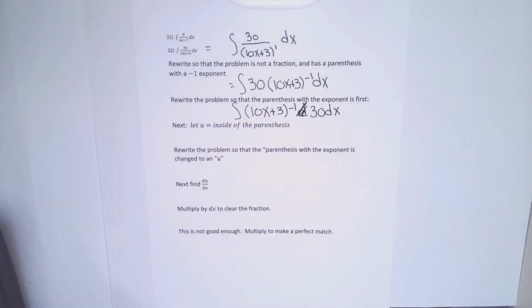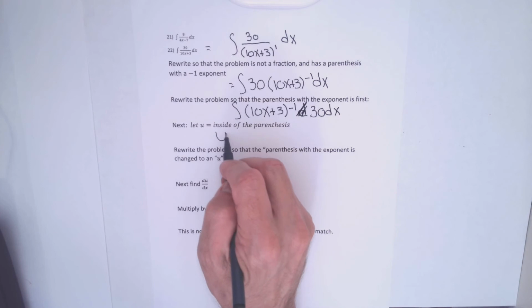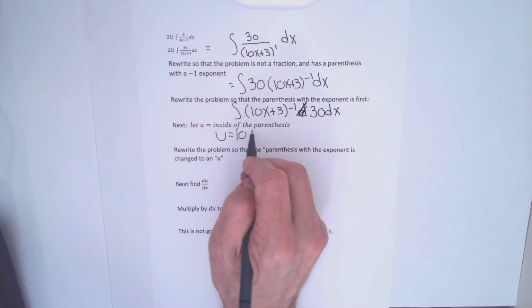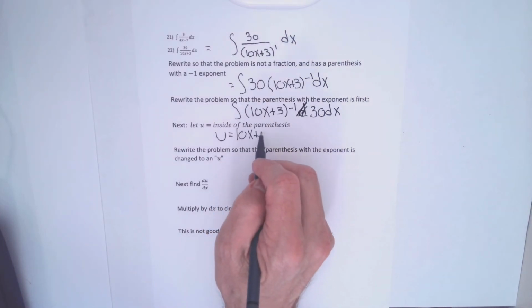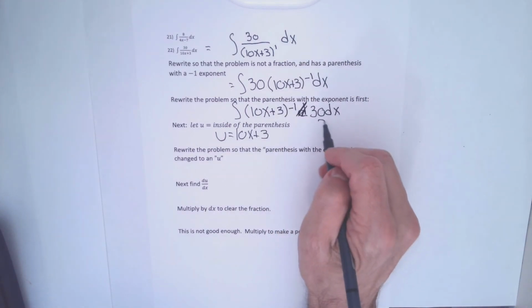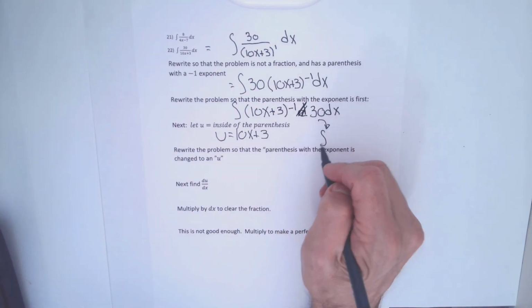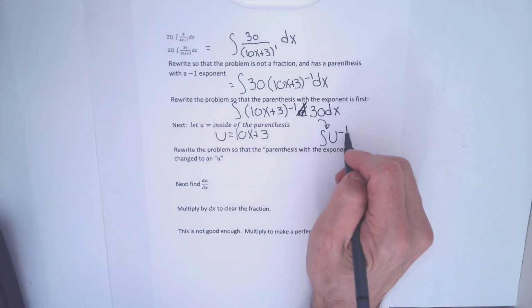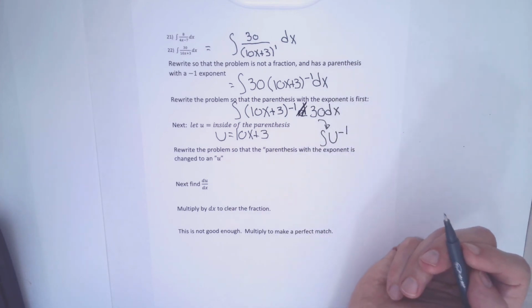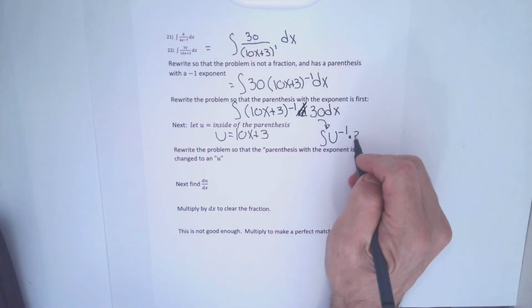It's a parentheses with an exponent problem, so I always let u be the inside of that parentheses. So my u is going to be the 10x plus 3. That should allow me to write this as u to the negative 1. That tells me I'm going to get an ln. Negative 1 exponents give me ln's times 30 dx.